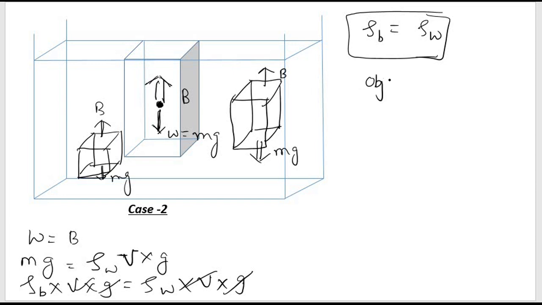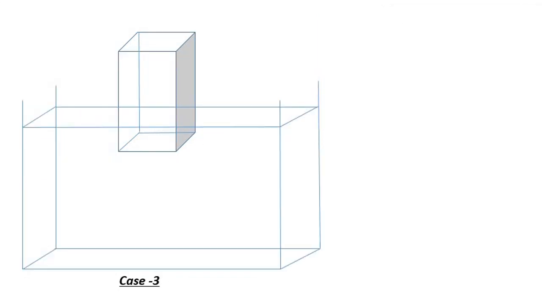So object sinks. Sinking means that the entire body is submerged inside, and its top surface is matching with the top surface of the liquid, correct?